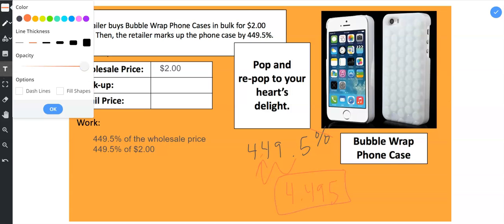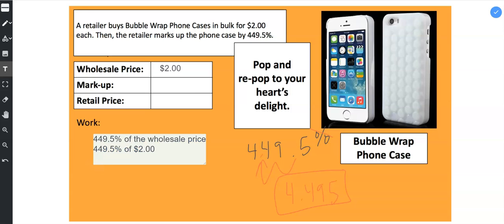And then I'll come back over here and I'll type, this became 4.495. Of means multiplication, and I'm multiplying by that $2. So I'll go ahead and take a calculator and multiply 4.495 times 2, and I get $8.99. So that's the markup dollar amount.